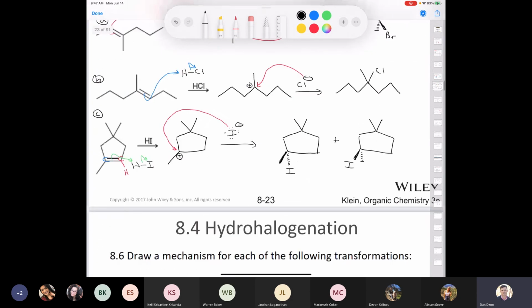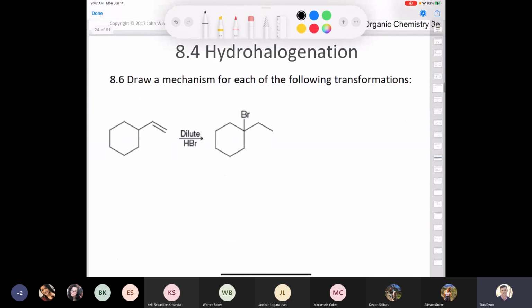Let's try another one. We're still on the topic of hydrohalogenation. I don't want to leave it yet. I want to try one more question. I'm going to go grab a quick drink of water. We're not taking a break. I want you to try to draw a mechanism for this on your own, and I'm going to come right back. So just give me a second. I'm just going to grab some water.